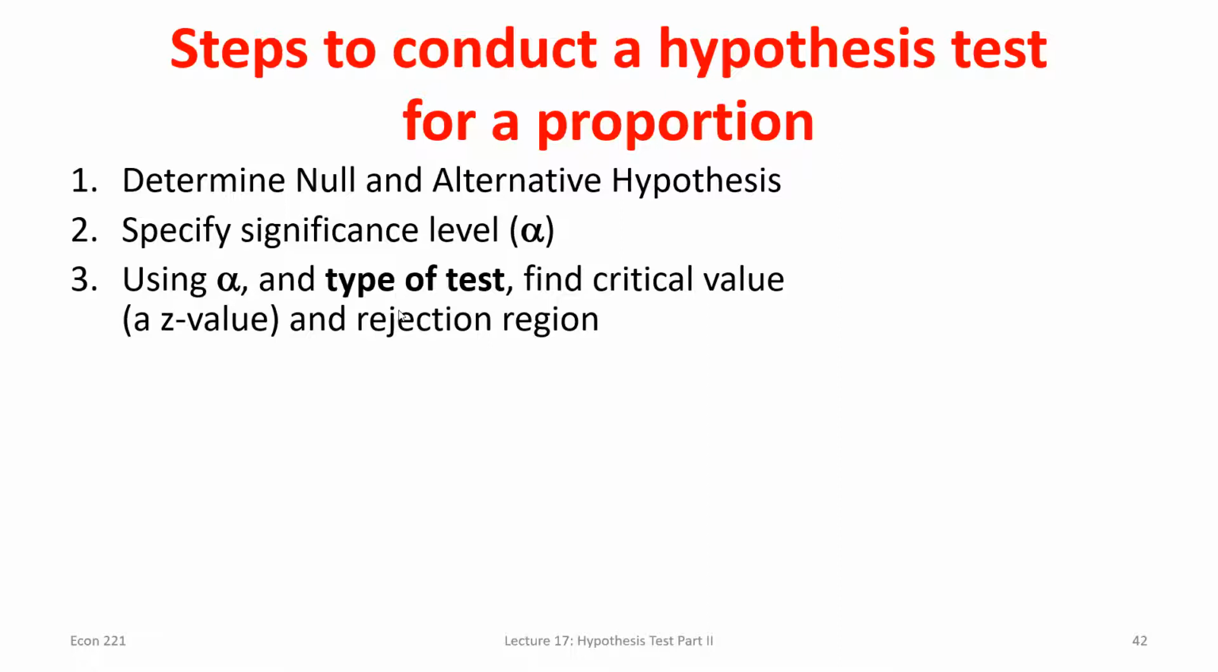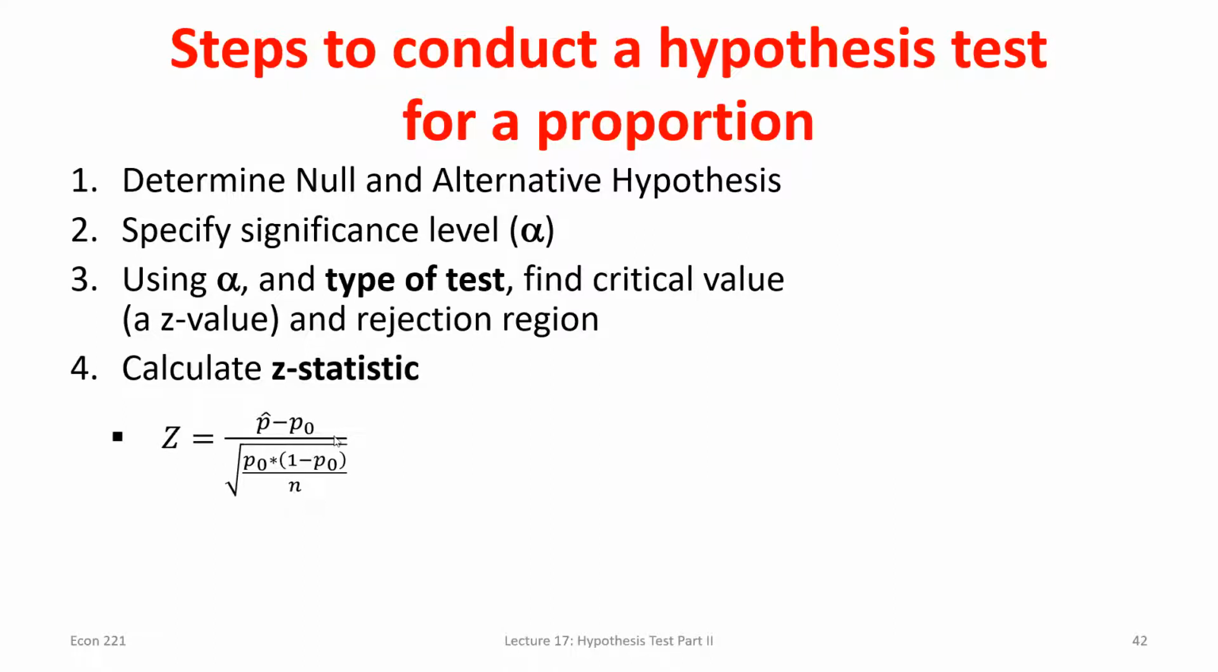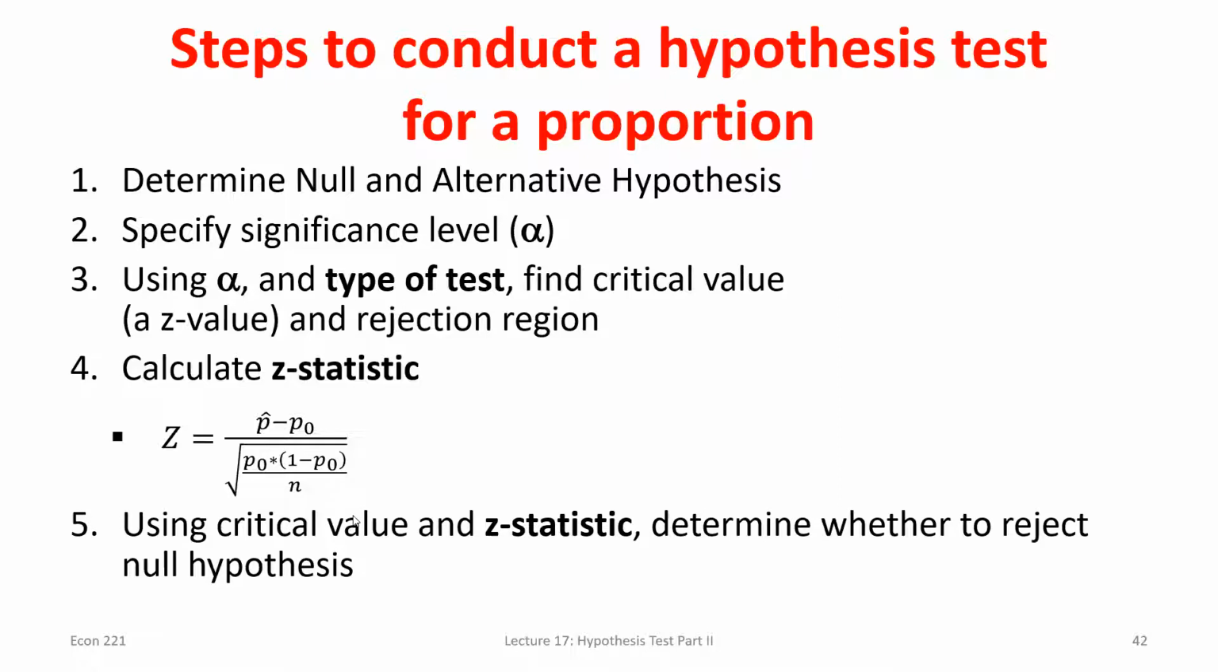Once we find this critical value, we'll identify the rejection region. We'll then calculate our test statistic, which we now know is going to be, right, a little bit different than when we had a sample mean. We'll then compare the critical value to the test statistic. If our test statistic's in this rejection region, we reject the null. If it's not in the rejection region, we fail to reject.